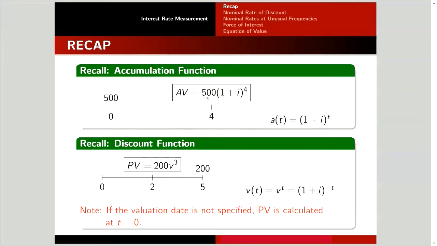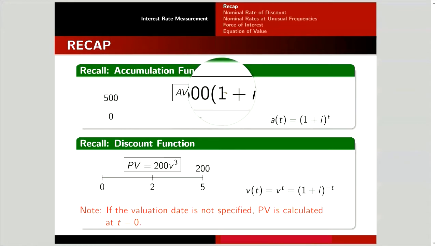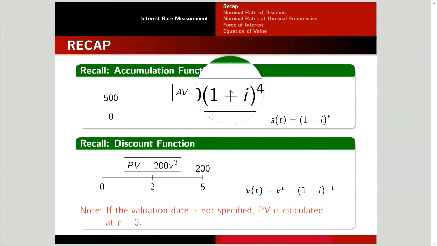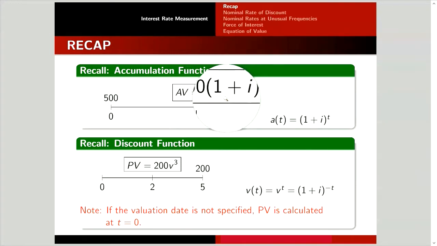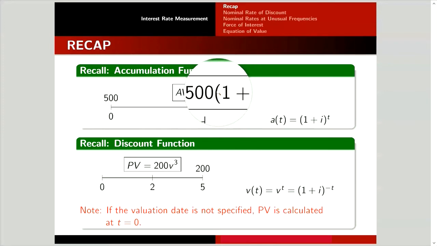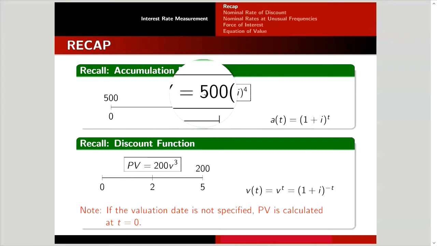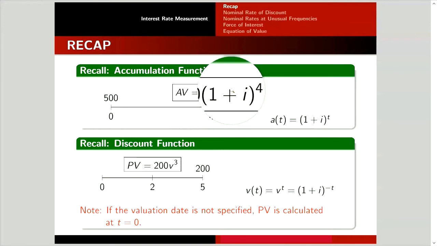Notice that 500 times 1 plus i raised to 4 is basically your capital A of t. What is your capital A of t again? That is your amount function. And your amount function is equal to K, which is 500 in this example, the principal amount, times the small a of t. This is our small a of t.